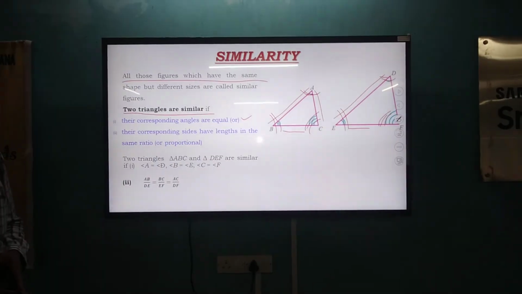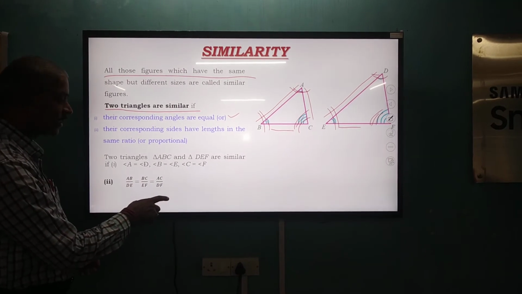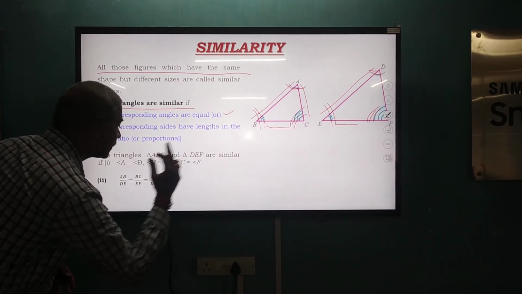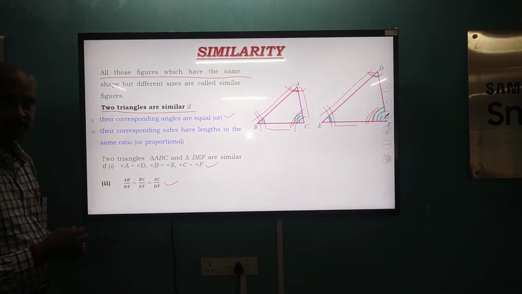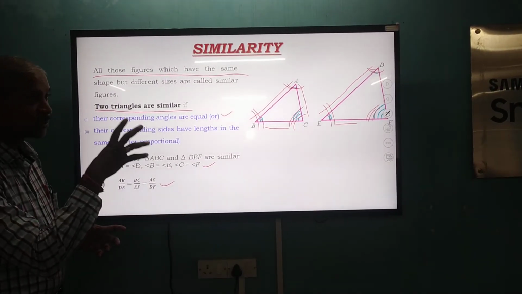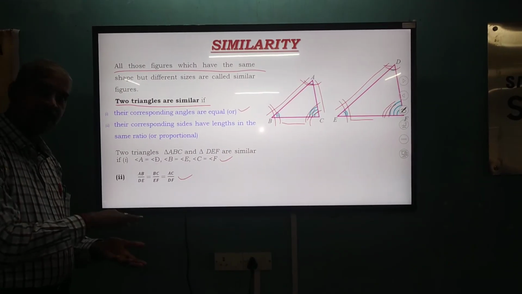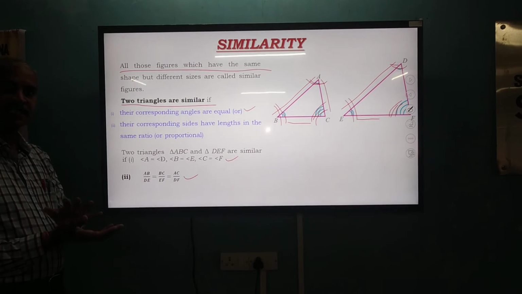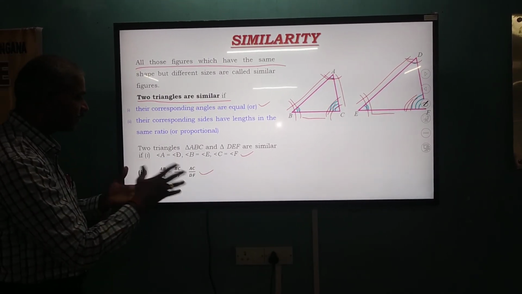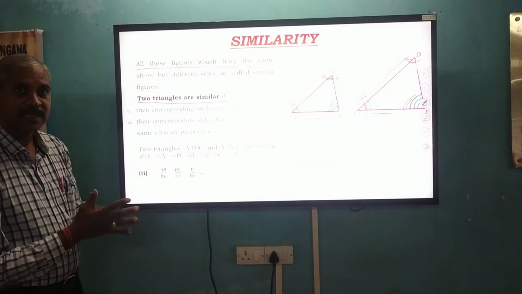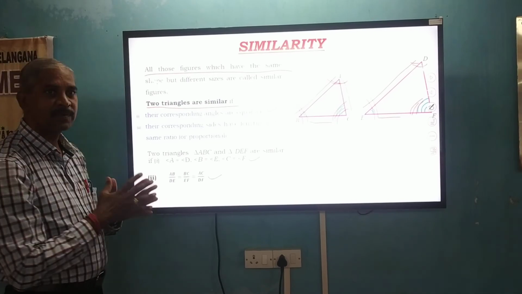If you consider the ratios AB by DE, BC by EF, AC by DF, and all these ratios are equal, and the corresponding angles are equal, then only we say those two triangles are similar. Vice versa, if two triangles are similar, all this happens. If corresponding angles are equal and corresponding sides are proportional, then those two triangles are similar. So this is the similarity of triangles.